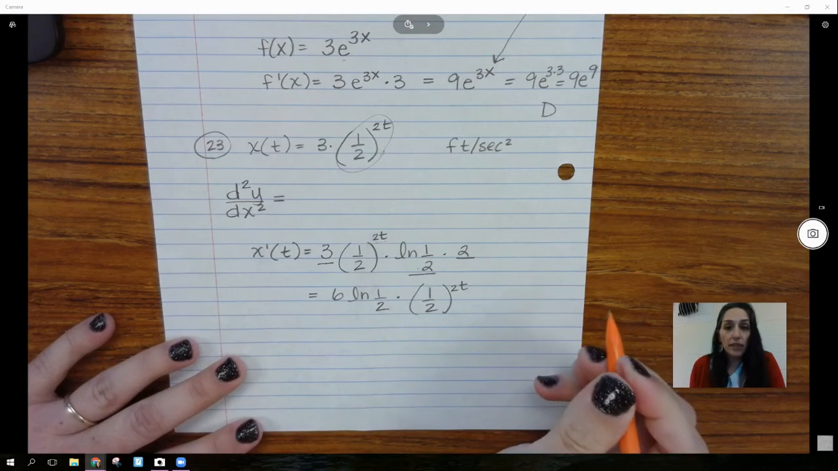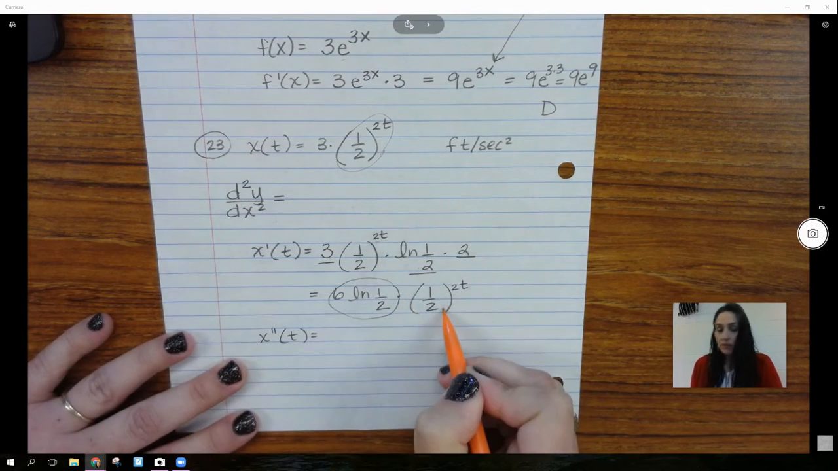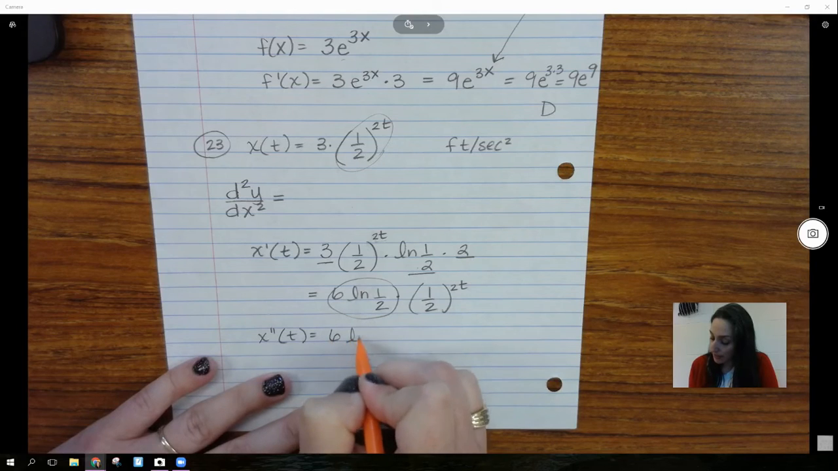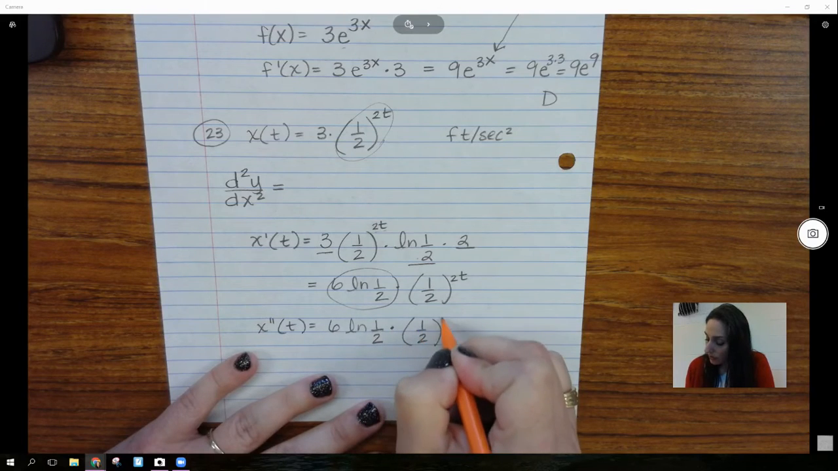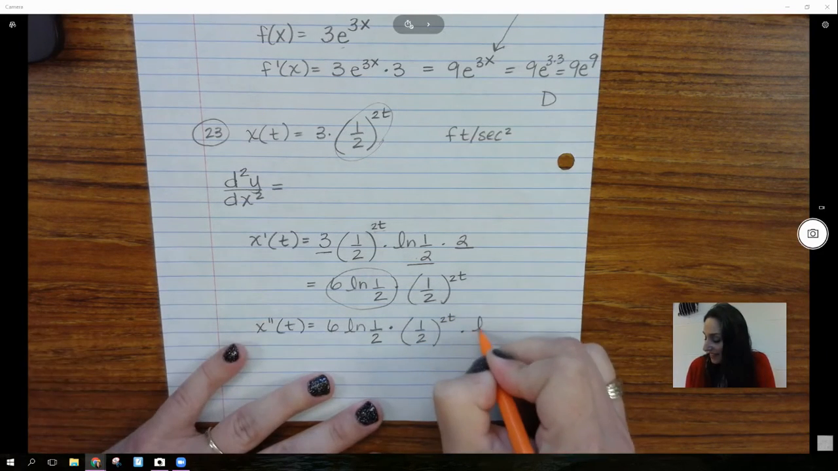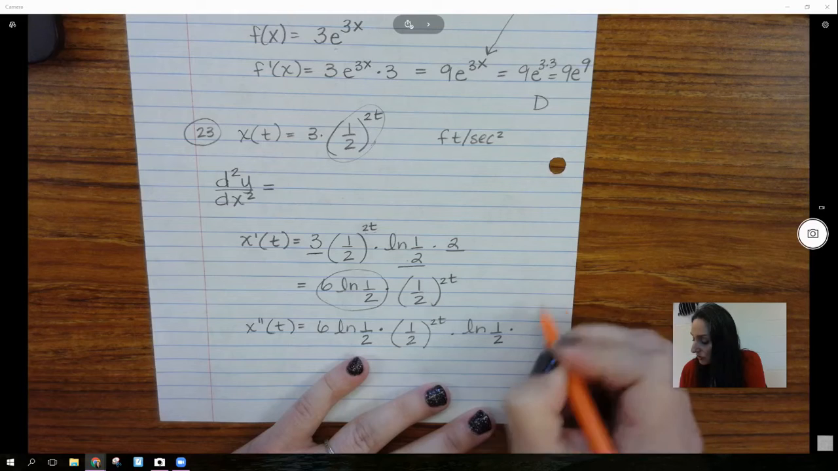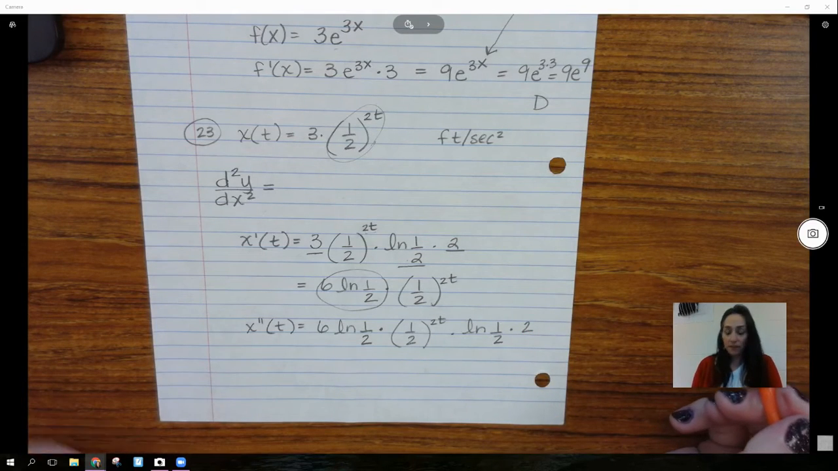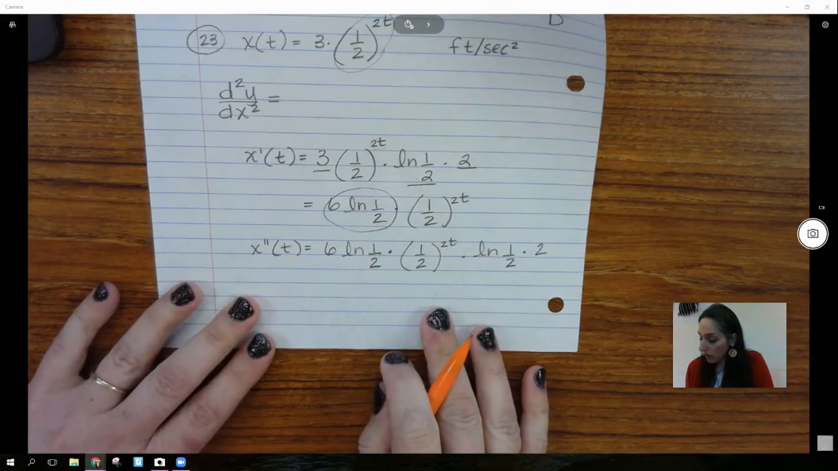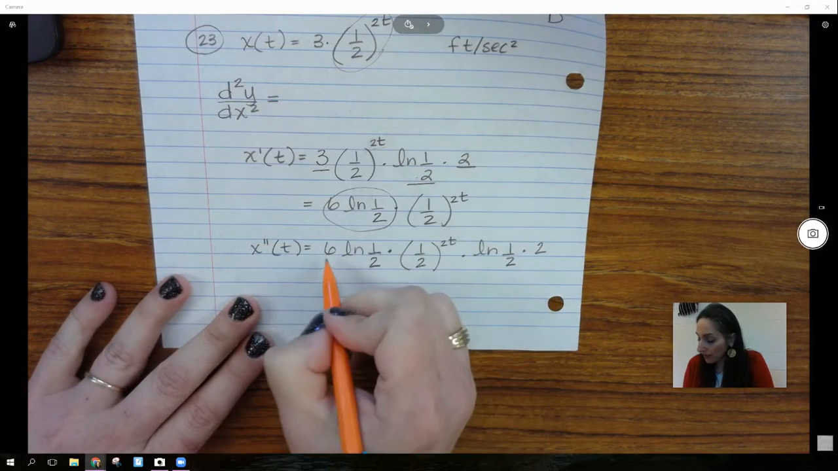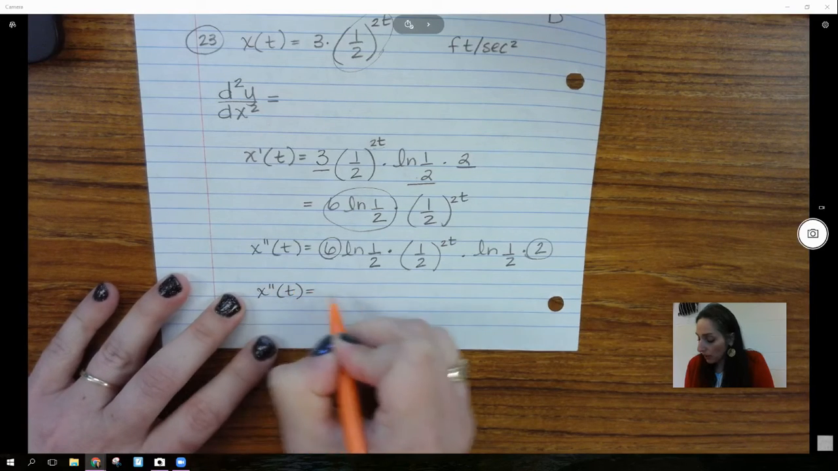So now we are going to take the second derivative. This is all a constant times the derivative of an exponential. So this will be 6 natural log of 1/2 times 1/2 to the 2t times the natural log of 1/2 times the derivative of 2t, which is 2. Okay, so I know I can finish this up real quick for you. So now, what do we have? We have a 6 and a 2, which is 12.